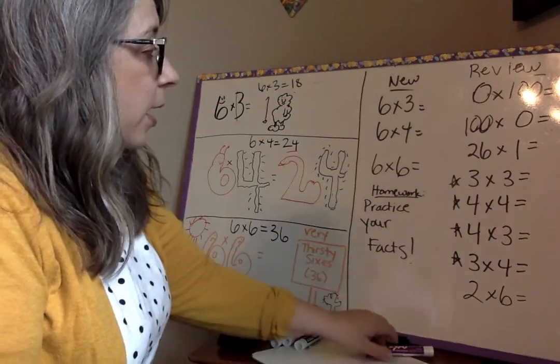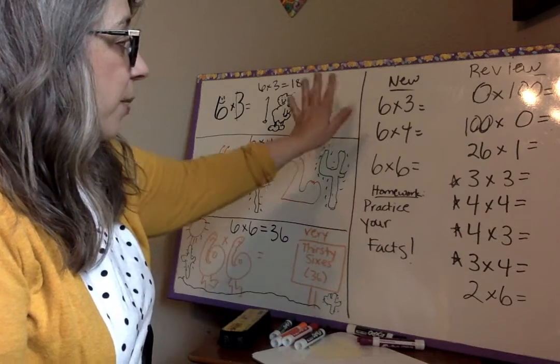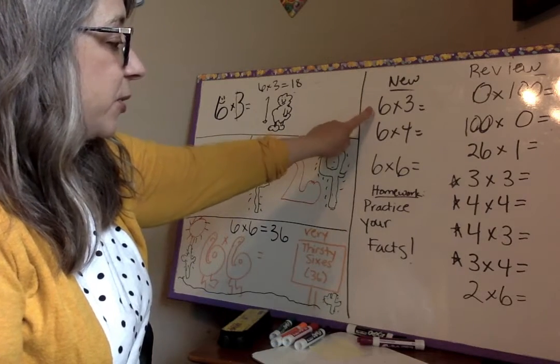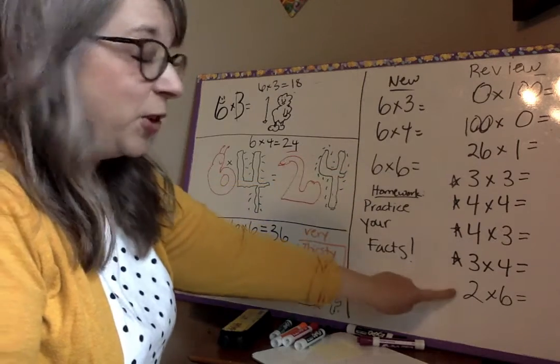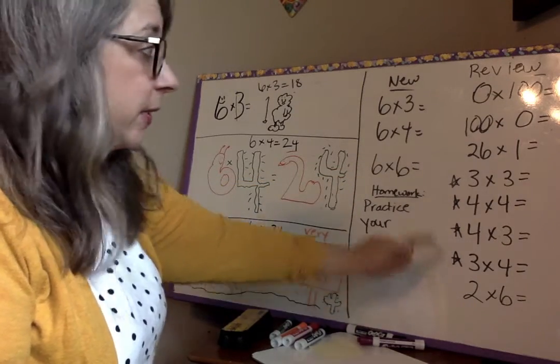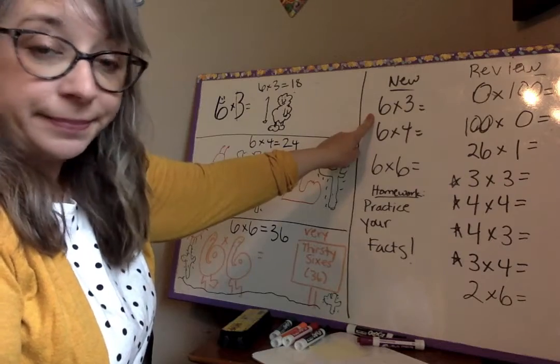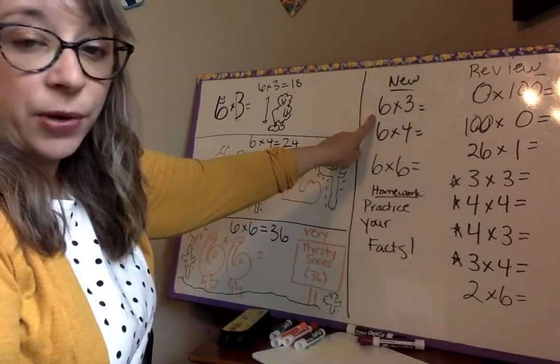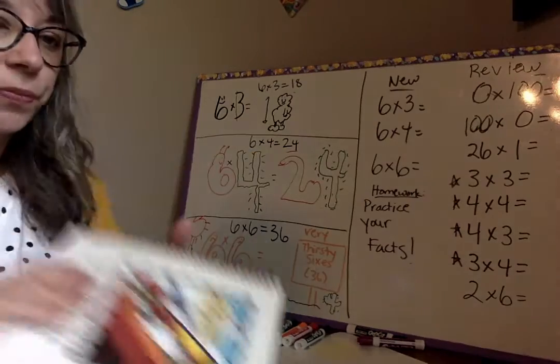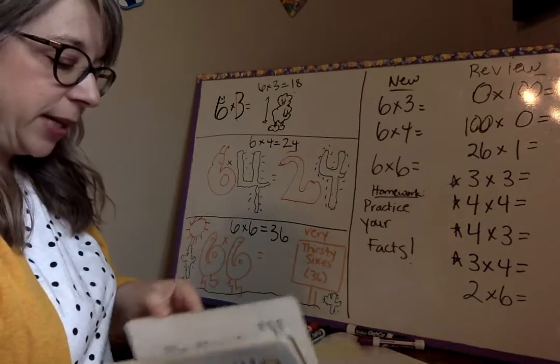So again, we'll review our new information is going to be 6 times 3, 6 times 4, and 6 times 6. If you know that 6 times 2 is 12, then you can get to 6 times 3. All you're going to do is add up to get 18. But we're going to go over our story, our 6 times 3.